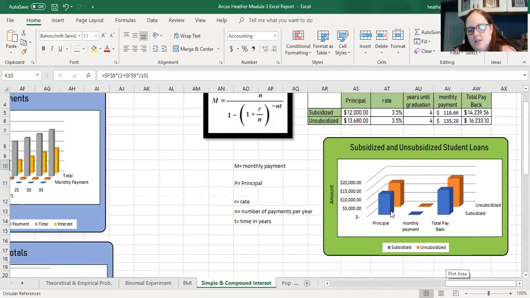So this is our chart on the subsidized and unsubsidized student loans. So with the subsidized, you can see the principal loan that you took out, $12,000, at a 3.5% interest rate. And that one does not accumulate interest until you graduate. So with that one, you're paying back a little over $2,000 more than what you took out. That's not too bad. If you do the unsubsidized, like I said, the interest automatically starts accumulating. So that one is $3,000. Yeah, that one you're paying back quite a bit more.